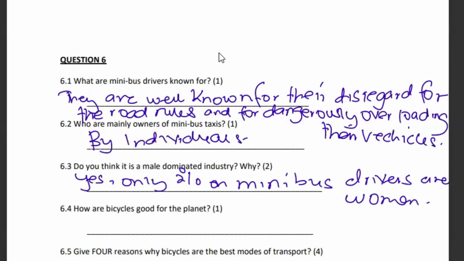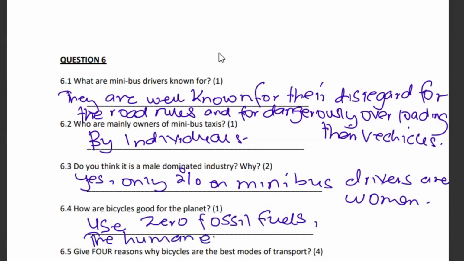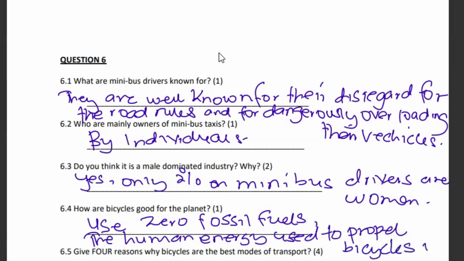How are bicycles good for the planet? When you talk about bicycles, no mode of transport is more efficient and practical than the bicycle for most trips. Bicycles use zero fossil fuels, and the human energy used to propel bicycles is renewable and largely non-polluting.